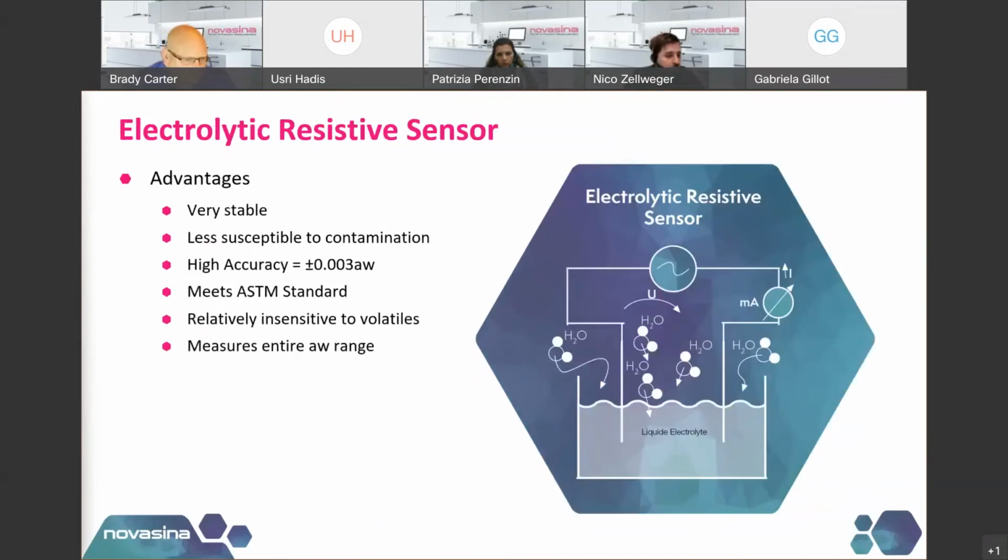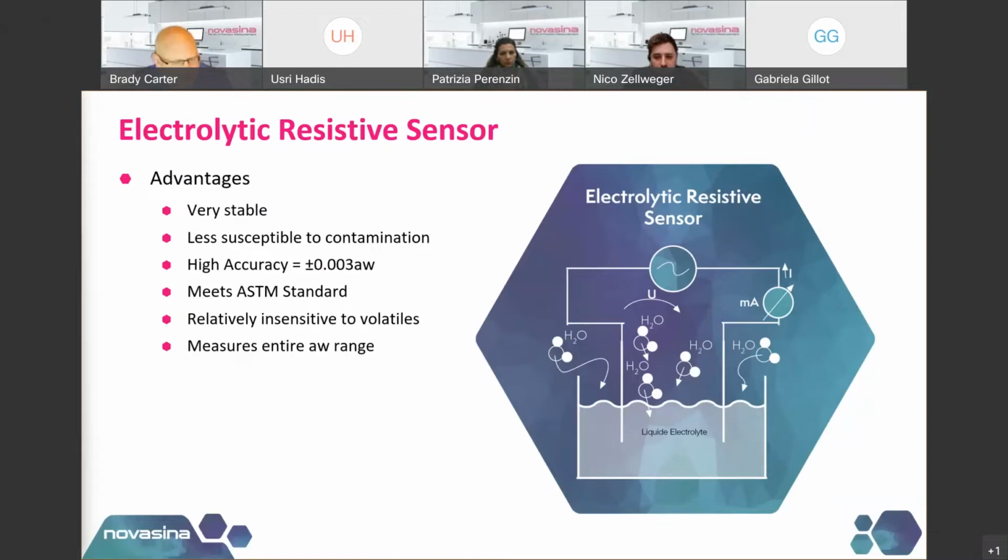Now, in terms of the preferred way to measure water activity in these types of products, it is this electrolytic resistive sensor, because it's very stable, much less susceptible to contamination than other methods, especially the chilled mirror approach, which if that mirror becomes dirty, it will give erroneous readings. So it has to be checked constantly and frequently cleaned. That's not the case with the electrolytic sensor. It can achieve the highest accuracy possible at 0.003. It meets ASTM standards for measuring water activity, or ISO methods for measuring water activity.